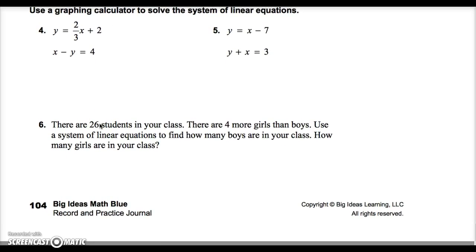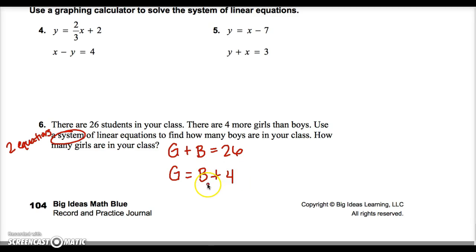Okay. It says there are 26 students in your class. There are 4 more girls than boys. Use a system of linear equations to figure out how many boys and how many girls are in your class. So for it to be a system, there have to be 2 equations. Okay? Well, we know there are a total of 26 students in your class. So the number of girls plus the number of boys has to be 26. They also tell us that there are 4 more girls than boys. There are more girls. So to get the number of girls, you would have to take the number of boys plus 4.